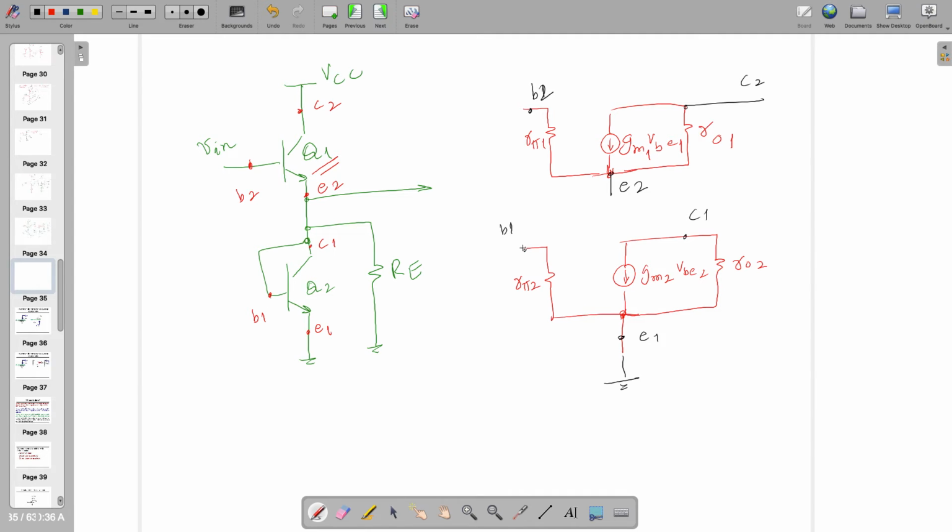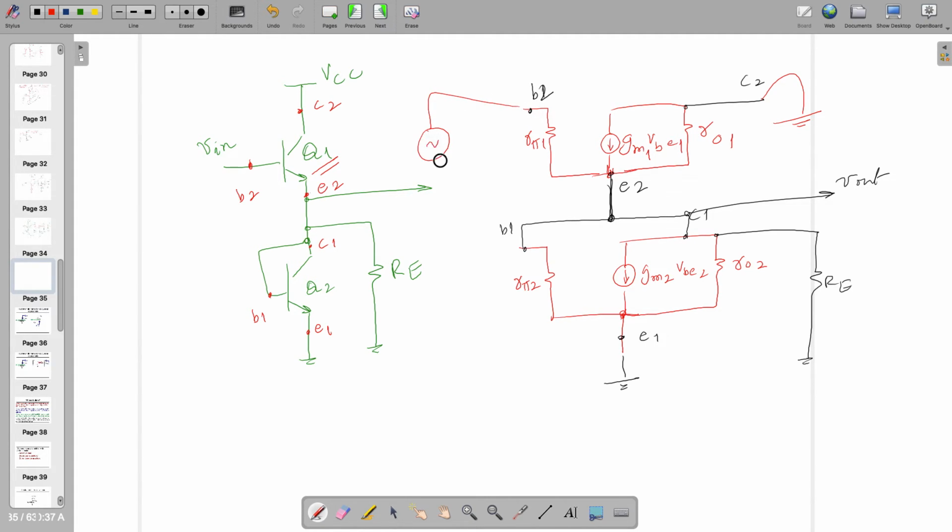Base 1 and collector 1 are shorted together, no problem. Collector 1 and E2 are shorted, so they are shorted, no problem, right? Next to C1, there is RE, which is grounded. I kept it here. I'm taking output from E2 and C1 short, so let's call this one V out. C2 is connected to VCC, which is DC, so what should I do? Ground. So let's ground it. And what about this one? It's connected to V in.